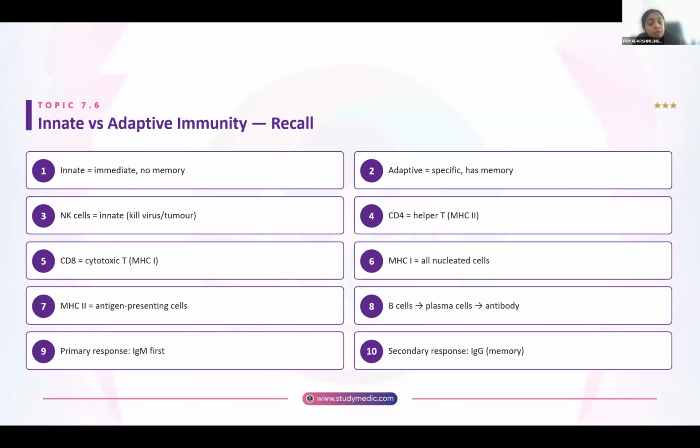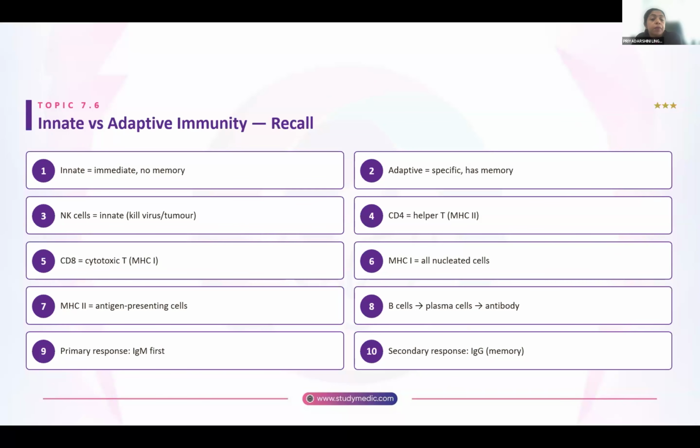Whereas your CD4 cells, you have your helper T cells. Your helper T cells are against your MHC2. Your CD8 cells are your cytotoxic T cells, and this is against your MHC1. MHC1 is for all nucleated cells and MHC2 is for the antigen presenting cells.